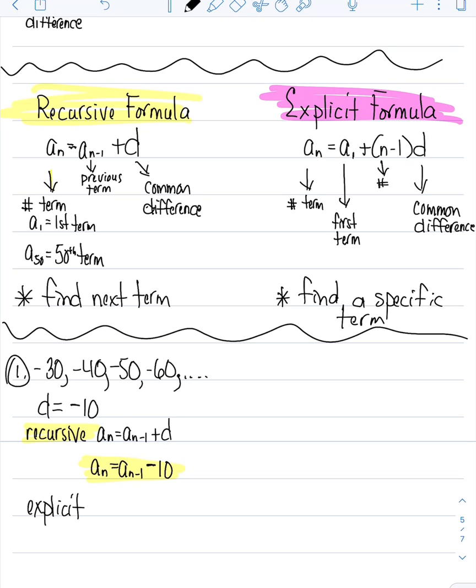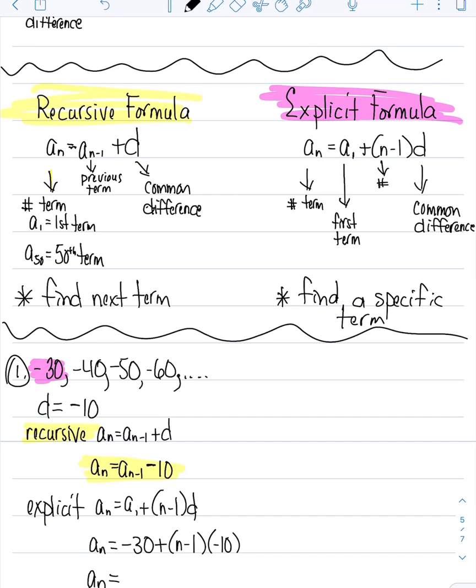So again, I always start by writing that general formula. A sub n equals the first term plus n minus 1 times d, which is my common difference. A sub n stays. What is our first term? In this sequence, it's negative 30. That's my first term. Plus n minus 1 stays the same. And what was our common difference here? Negative 10. Now, I've plugged everything in, but remember, in math, we always simplify.